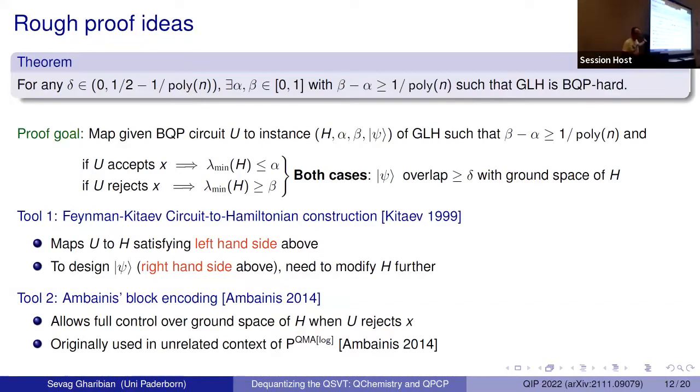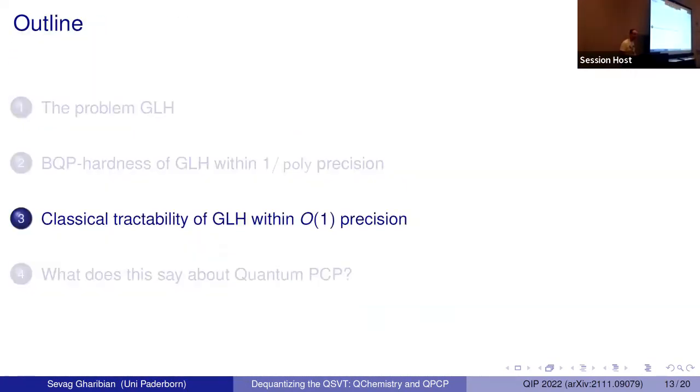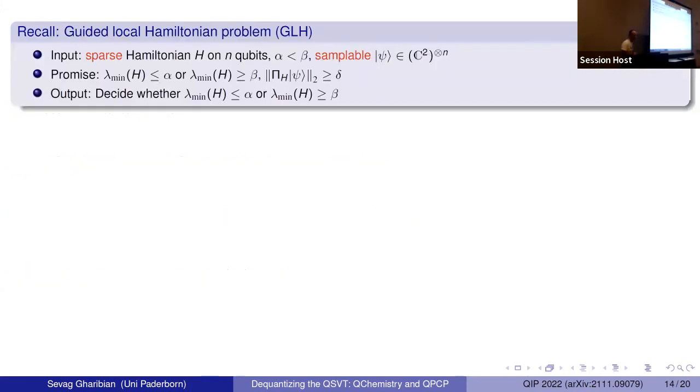So this is just to reiterate, we can show that this problem is BQP hard if you want that 1/poly precision. The flip side is the classical tractability when you have constant precision. So again, I need to restate the problem, and I need to tell you what is the representation of the state we're talking about. It's going to be a so-called sampleable state. And note that our algorithm will work not just for local Hamiltonians, but also more generally for sparse Hamiltonians.